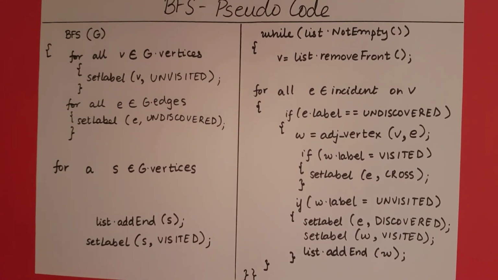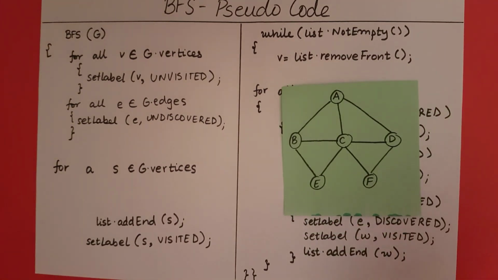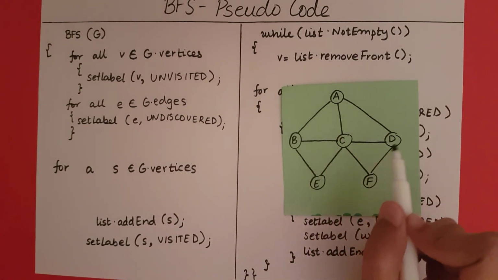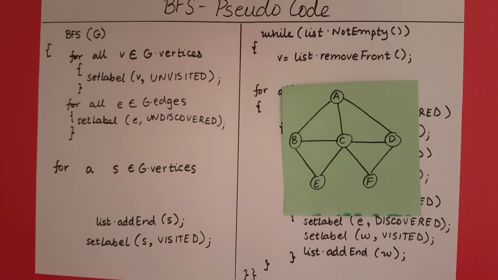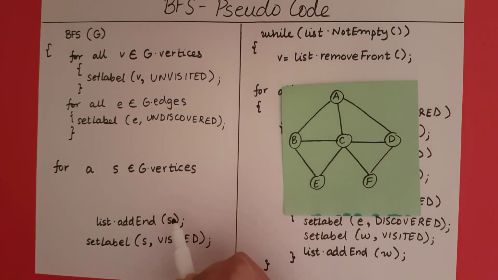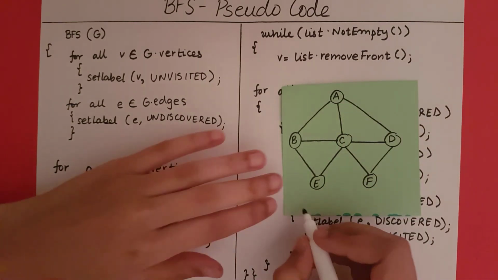So we can see how this code works using an example. Let's say that this is our example. In the beginning, all the vertices are unvisited and all the edges are undiscovered. We are going to select a start vertex arbitrarily. So let's say I'm going to select A. I'm going to add A to the end of the list.